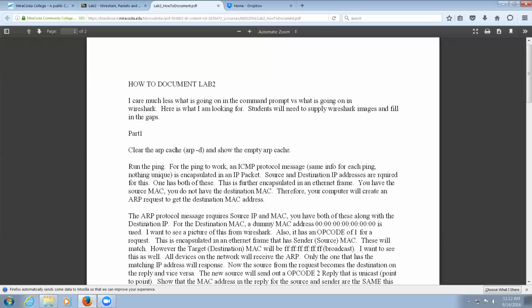So if I did that and cleared my ARP cache in part 2, what else do I need? For me to go look at my ARP cache, I need a.